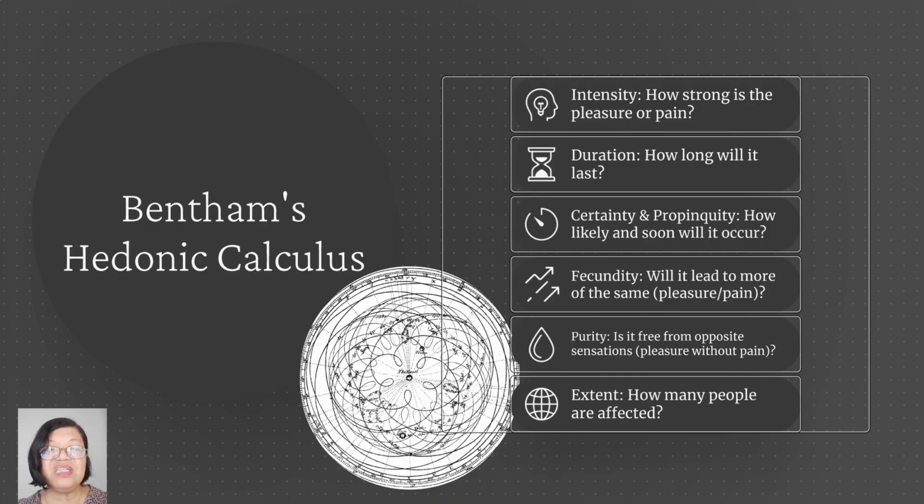Third is uncertainty. Certainty or uncertainty is how likely it is that the pleasure or pain will result. Next is propinquity or remoteness. How soon will the pleasure or pain occur? For example, immediate pleasure like eating chocolates is more proximate, or near, or immediate, while rewards for physical fitness from exercise might be more remote.